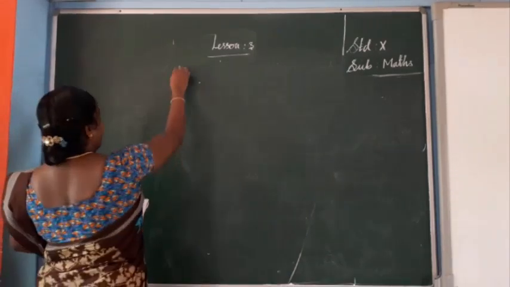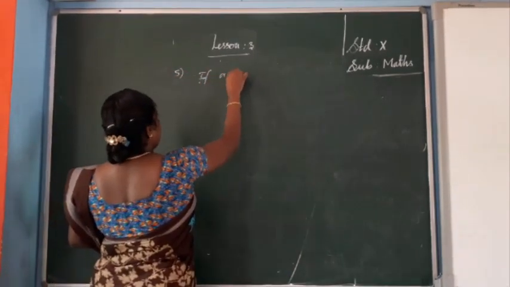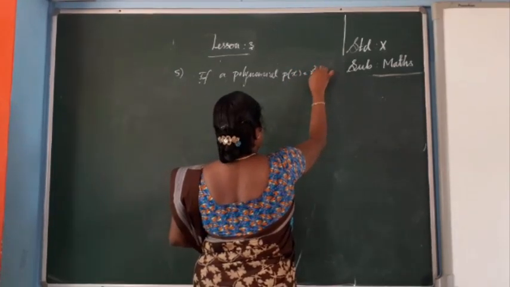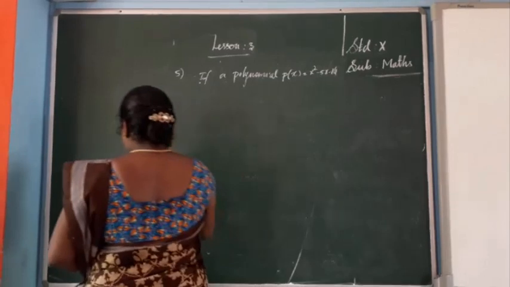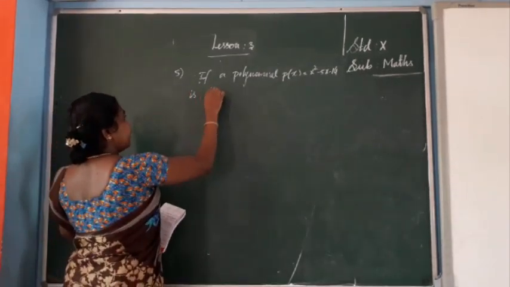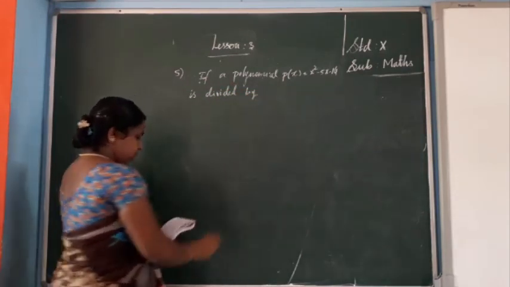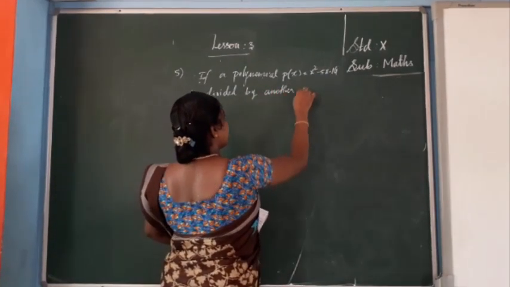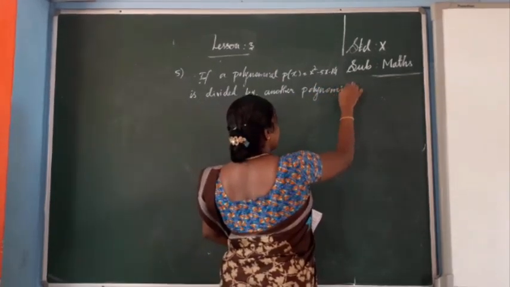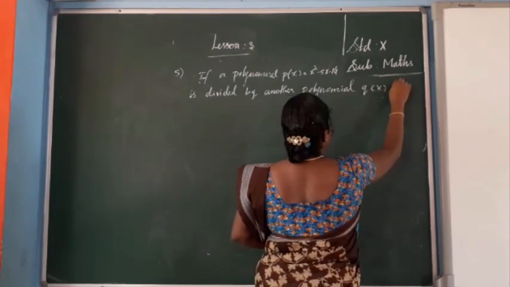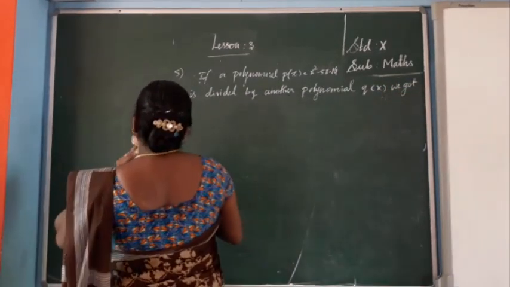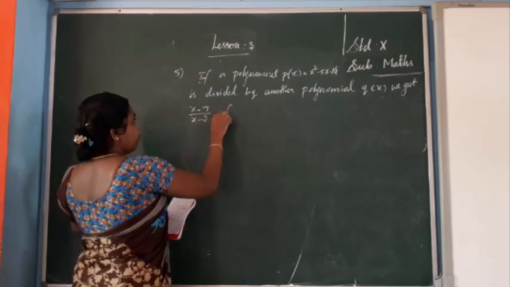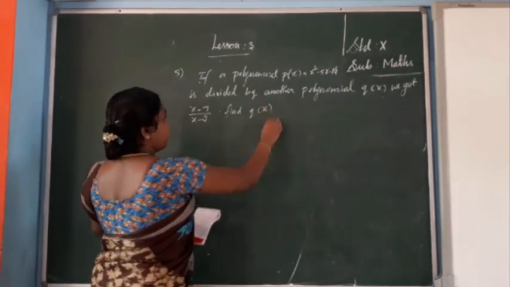Okay, next problem, question number 5. If a polynomial p of x equal to x square minus 5x minus 14 is divided by another polynomial q of x, we get x minus 7 by x minus 2. Find q of x.